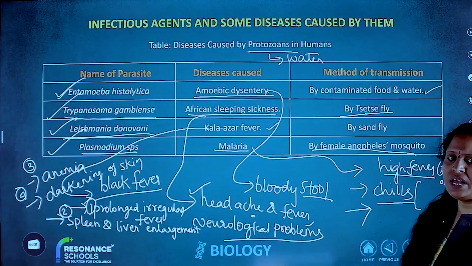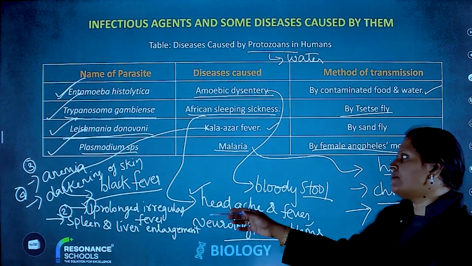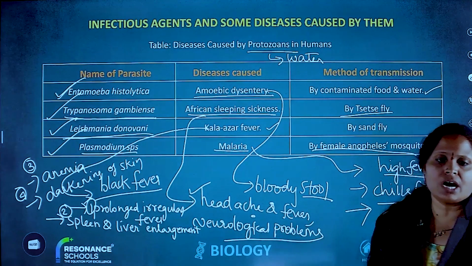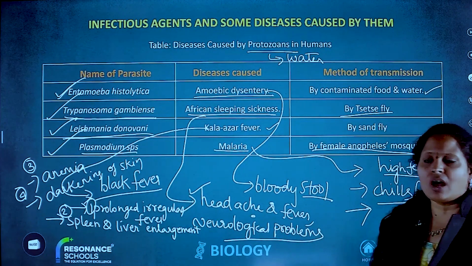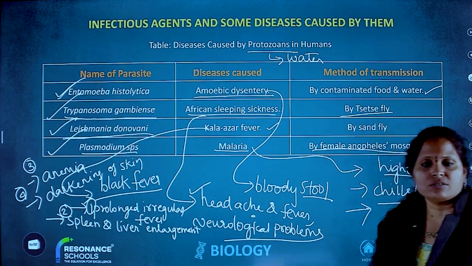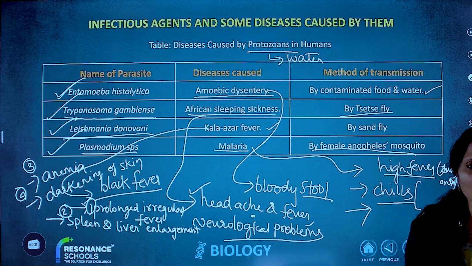African sleeping sickness. What are the symptoms of African sleeping sickness? Headache and fever, neurological problems. It is caused by the tsetse fly.